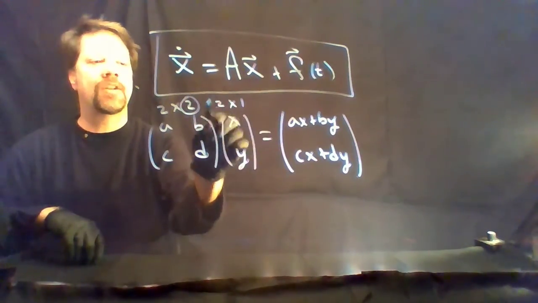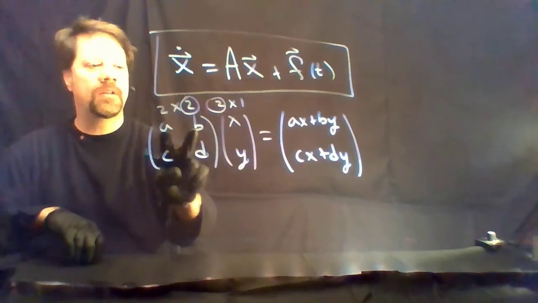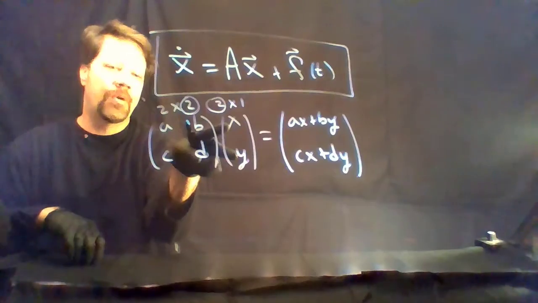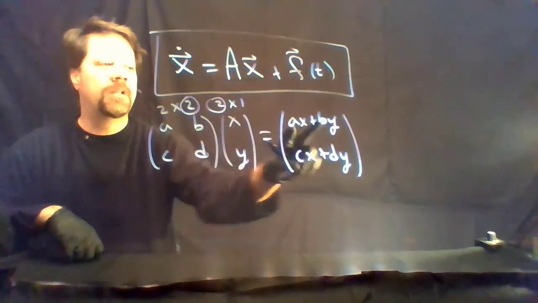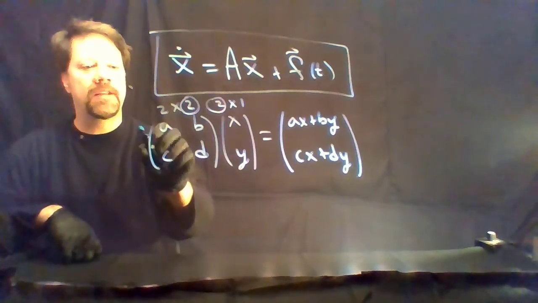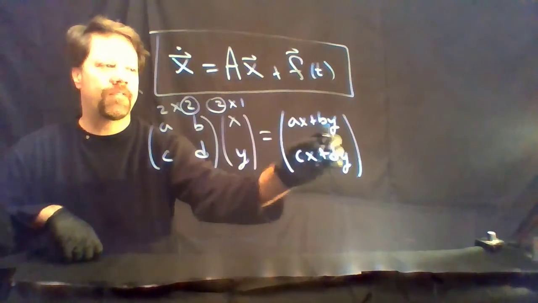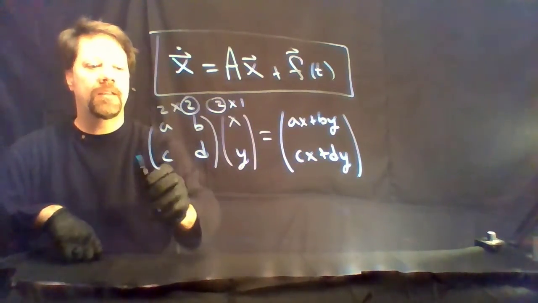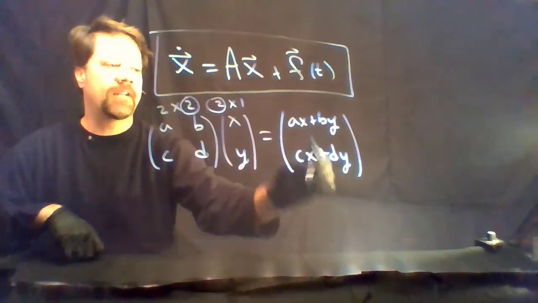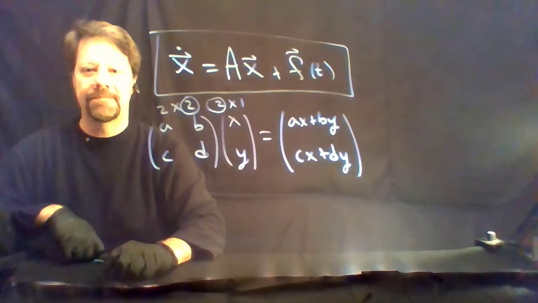Since these match, the multiplication is defined, and the way it's done is you take a row here and multiply it by a column. After you take the entries in the row and multiply those by the entries in the column, you add up the products over here. So if you take the first row and multiply it by the first column, you get the entry in the first row, first column. If you take the second row and multiply it by the first column, you get the entry in the second row, first column, by matrix multiplication.